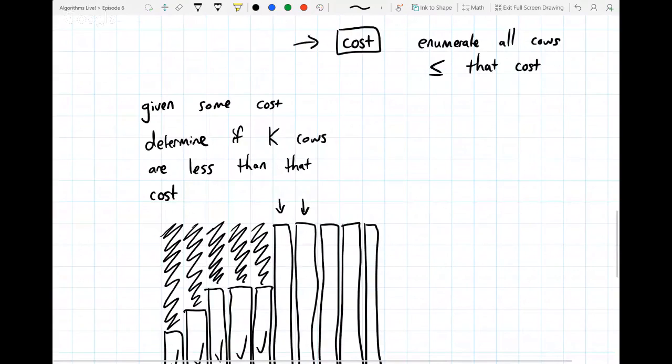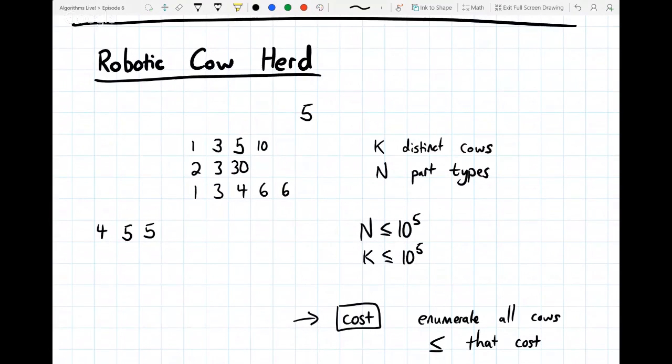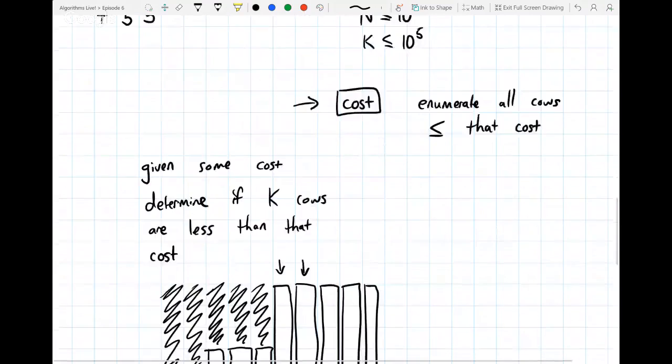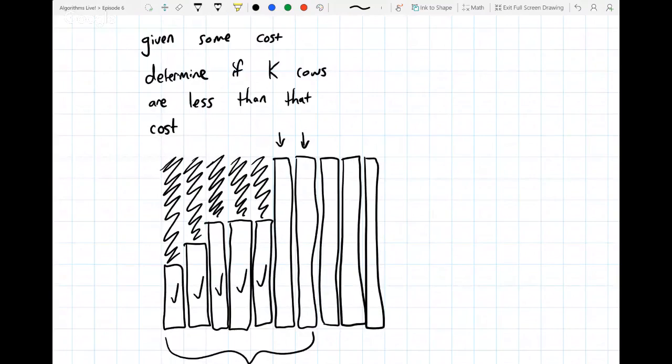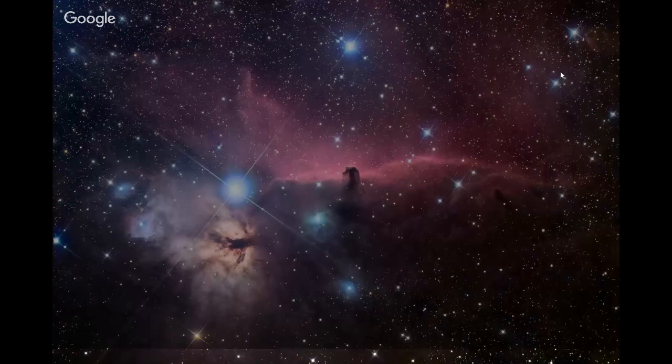So this is mostly what we're trying to do with Robotic Cow Herd. We're trying to find sets, basically combinations of parts, where the sum of all those things is as cheap as possible. All right, so I'm going to try coding this one and see how far I go and see if I can actually get it working, because this will be a little bit easier to talk over the solution. There's a piece in my solution that is pretty slow right now, so I'm going to talk through that and see if I can fix it. But if not, oh well.